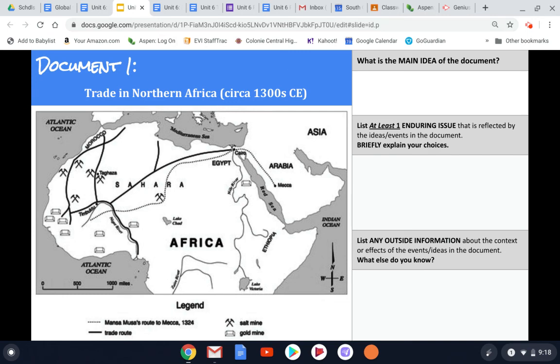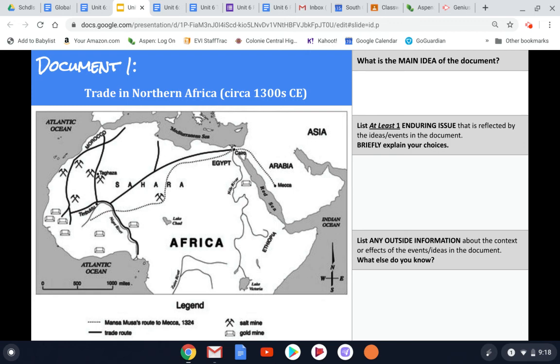All right, so step 1 is, of course, to spend a little bit of time looking at the map and analyzing what it's trying to tell us. So the first thing, if there's ever a title, always take a moment to think about what they're telling you. Are they putting you into a time frame? Is the map titled to give you any information? So this one is called Trade in Northern Africa, around 1300 CE, so that same time period of the Middle Ages.